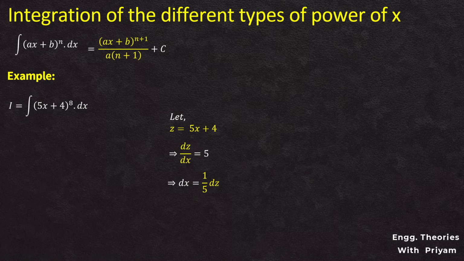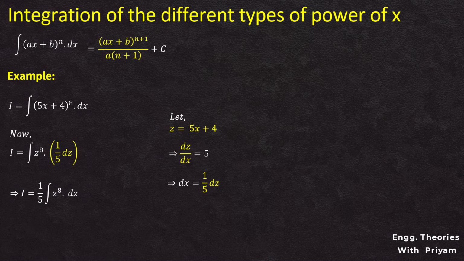Now we can replace the dx in the integration by 1 by 5 dz. Then the integration will look like I is equal to integration of z to the power 8 into 1 by 5 dz. And as 1 by 5 is constant, we need to take this 1 by 5 out of the integration. Then the integration will look like I is equal to 1 by 5 integration of z to the power 8 dz.